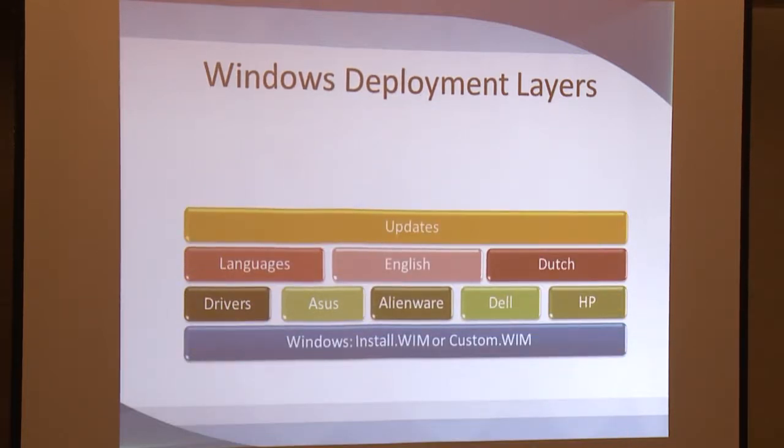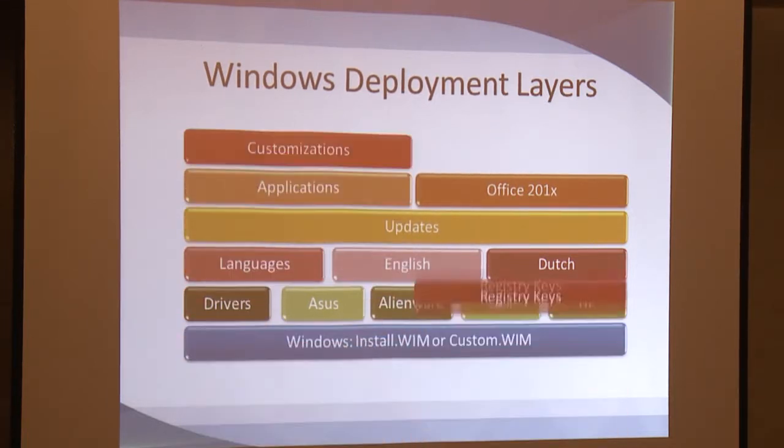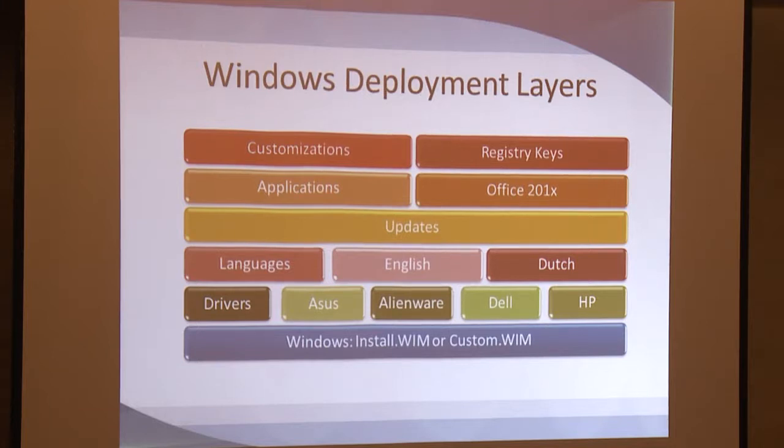Then you have your updates. You have the layer of updates. It's Windows. You've got to have updates. Then you have your applications, and I separated out Office 21X. 2012 will be out here soon. So the application's right on top of that. And then the actual customizations and registry keys are the last. So you see how you built your hierarchy, okay, of the layers. This is everything that goes inside of a deployment. All that stuff mashed together in a big image.